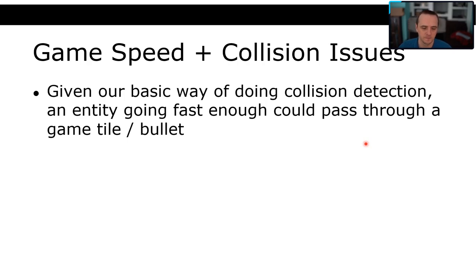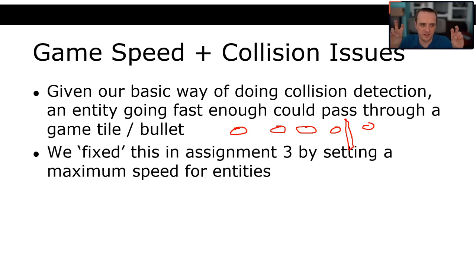here's something we talked about in the past. Game speed and collision issues. Given our basic way of doing collision detection so far, an entity going fast enough could pass through a game tile, or it could pass through a bullet. And we saw this before, where the example is, if I have a bullet here, and it's updating at this amount of time per frame, and I have a really skinny wall, it could pass through the wall. That could happen. We sort of fixed this in assignment 3 by setting a maximum speed for our entity. I had a really janky fix for this in assignment 3: we know all of our walls are going to have 32 thickness or more, so if we set our maximum speed to 20, then we can never go through it.